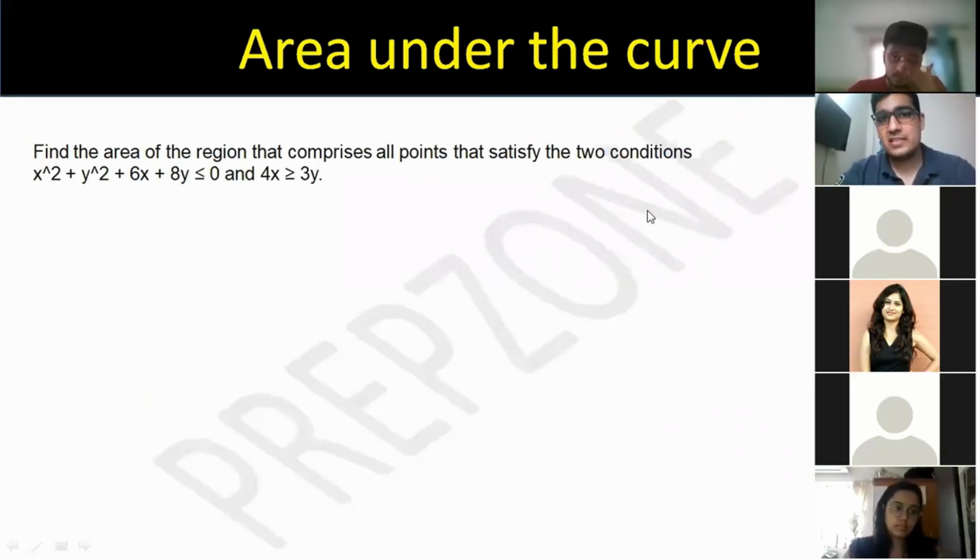In this, whenever you see a square, a quadratic equation, okay, Pratik, how did you solve it so fast? Have you already solved this question earlier?